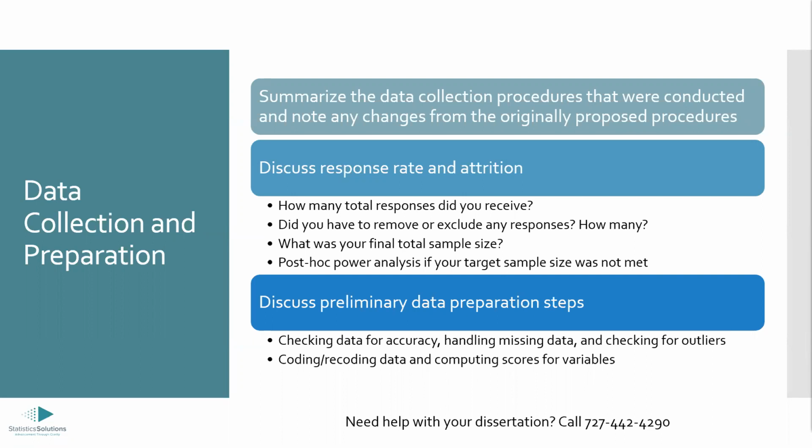And once you summarize the data collection procedures, you want to talk about your response rate and any attrition that you saw in the data. So attrition just refers to participants dropping out or reasons why you might exclude certain participants or certain responses. And so you want to talk about how many total responses did you receive. So for instance, if you're doing a simple online survey study, you'll want to talk about how many total responses were submitted to your survey.